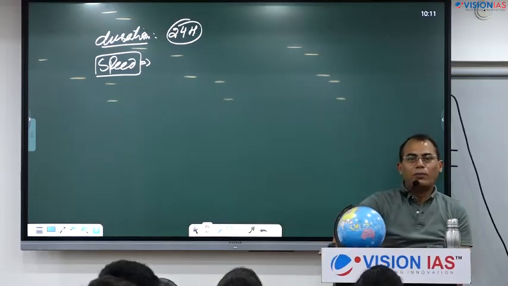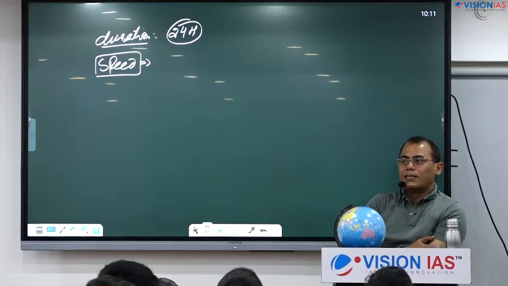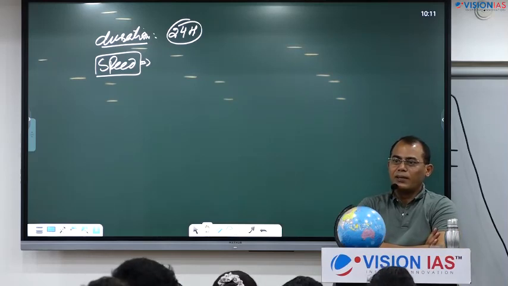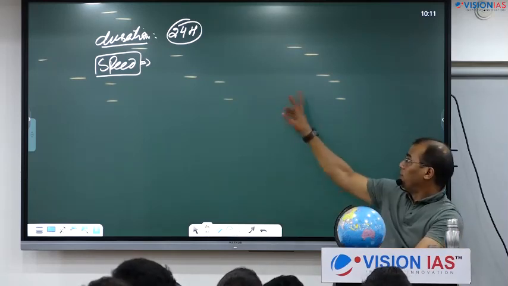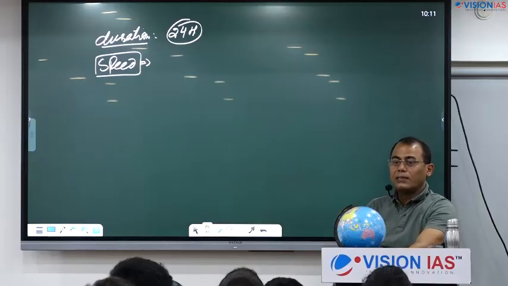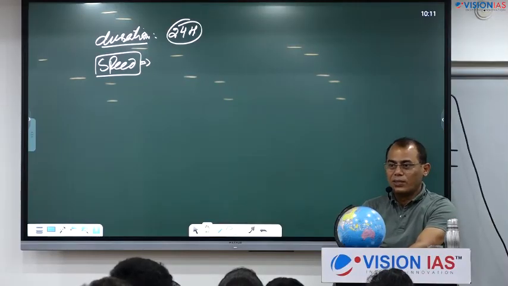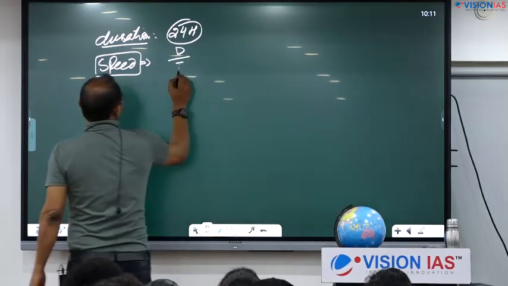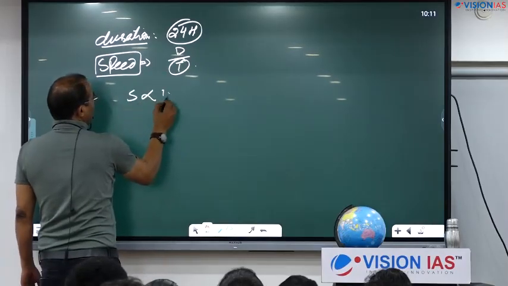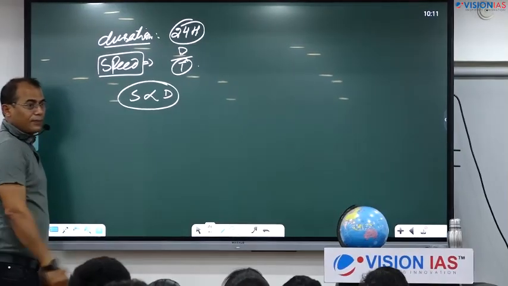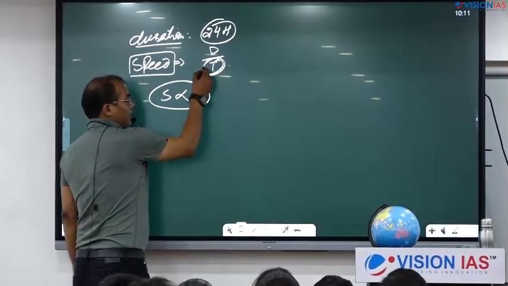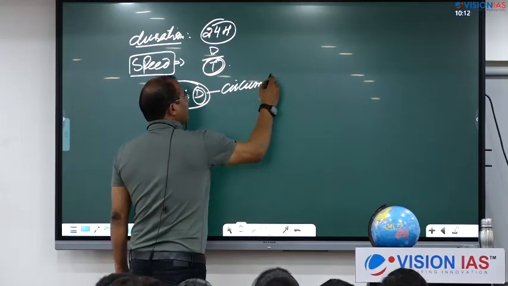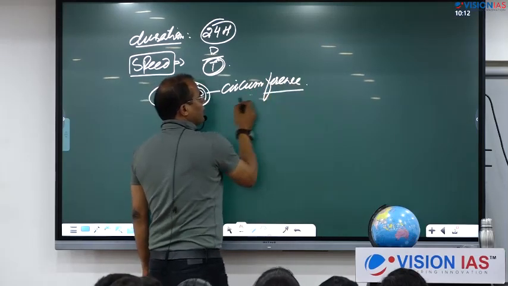What is the formula of speed? Distance upon time, right? Is there any variation in distance or time here? Time is constant, 24 hours. Distance is constant or varying? So speed is equal to distance upon time. Time is constant, so can we say speed is directly proportional to the distance? Now what is distance? The circumference, because rotation is along the latitude.